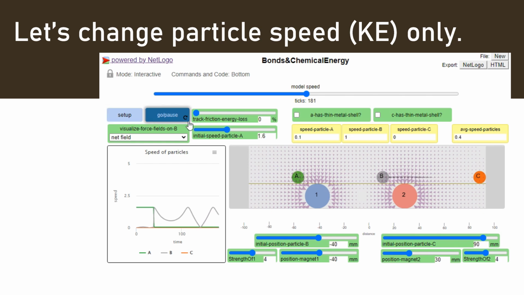Now what happens if I sped it up more and I went to 2? Okay, so change that. Particle A coming in faster. Oh, that bond broke faster. And then what happens here?